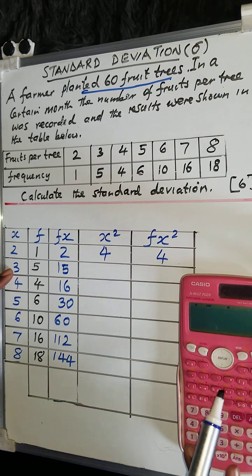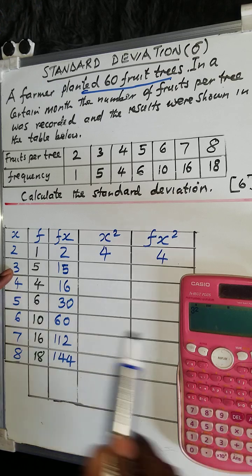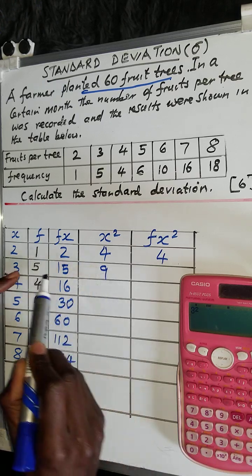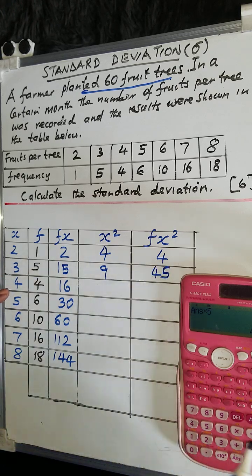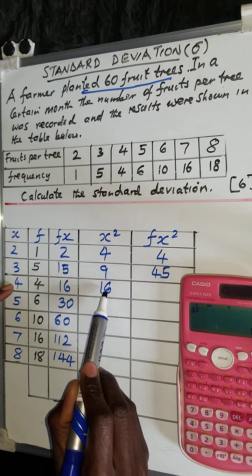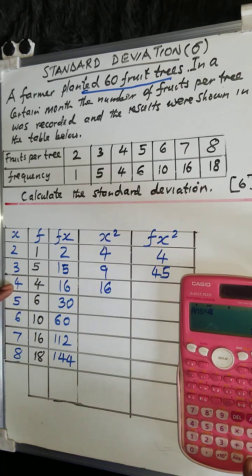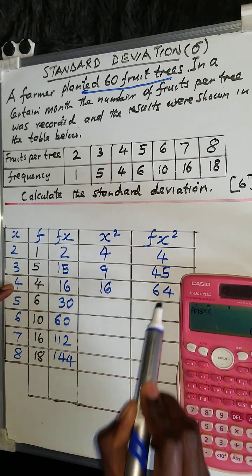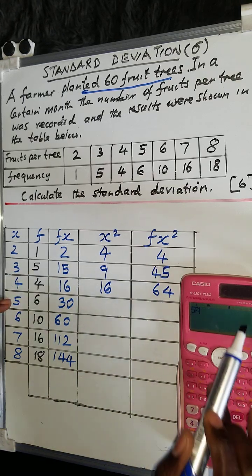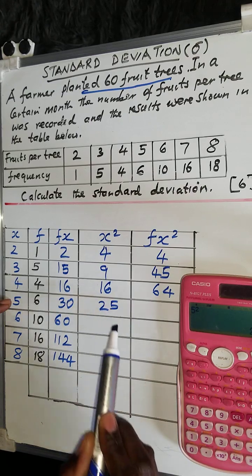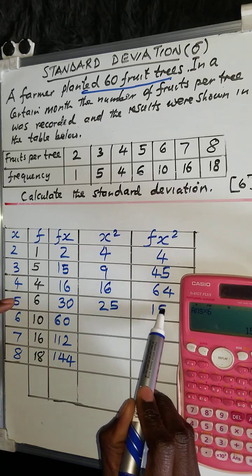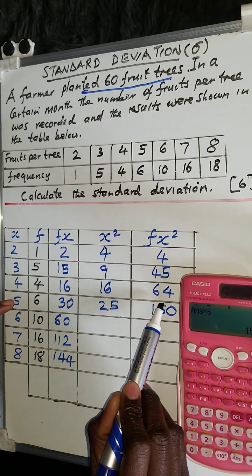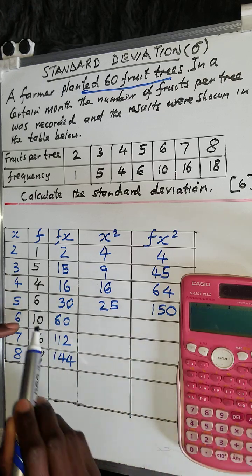The next one is simply 3 raised to the power 2. If you're able to see on my calculator, I'm simply getting a 9. 9 multiplied by 5 gives me a 45. I'll go to 4 raised to the power 2, that is a 16. 16 multiplied by 4 is going to give me a 64. I'll go to the other one, 5 raised to the power 2, which is simply a 25. But 25 multiplied by 6 gives you a 150. You can see I'm doing this one and that one simultaneously so that you don't waste time.